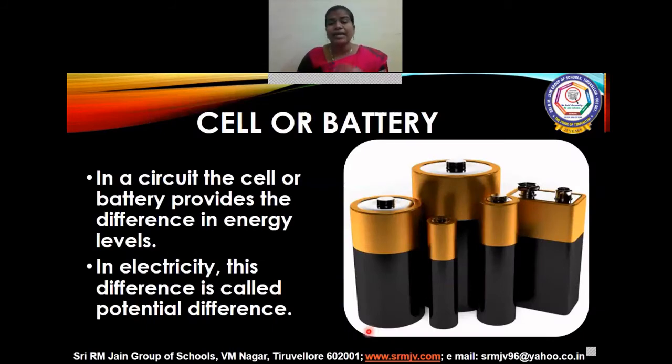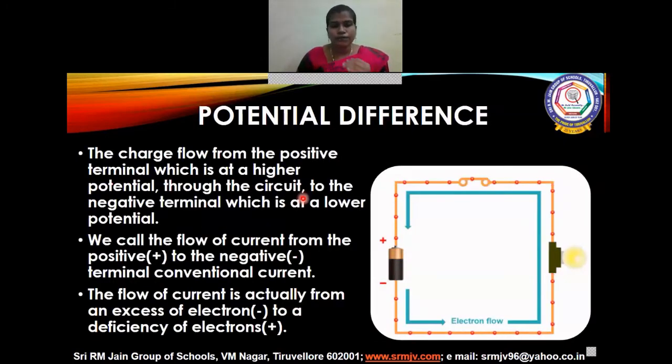In a circuit, in electricity, a cell or a battery, you know the difference between a cell and a battery. A battery is the combination of cells. So a cell or a battery provides the difference in the energy level. When this difference in the energy level is provided, the charges will flow from the higher potential to the lower potential. In electricity, this difference we call potential difference. And potential difference we measure in volts. That is V-O-L-T-S, volts.